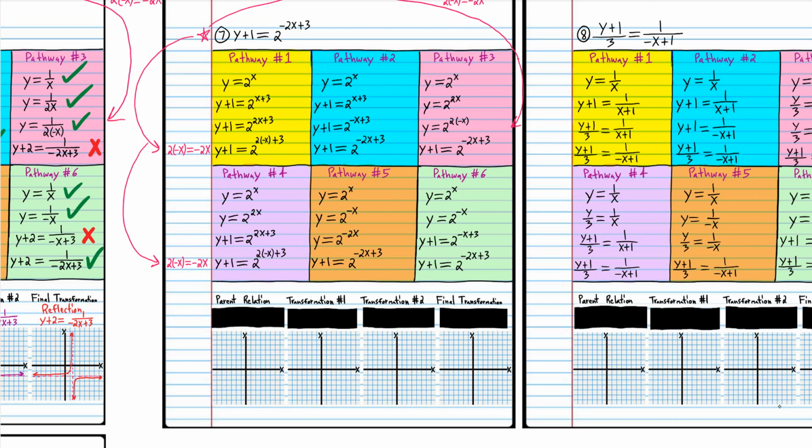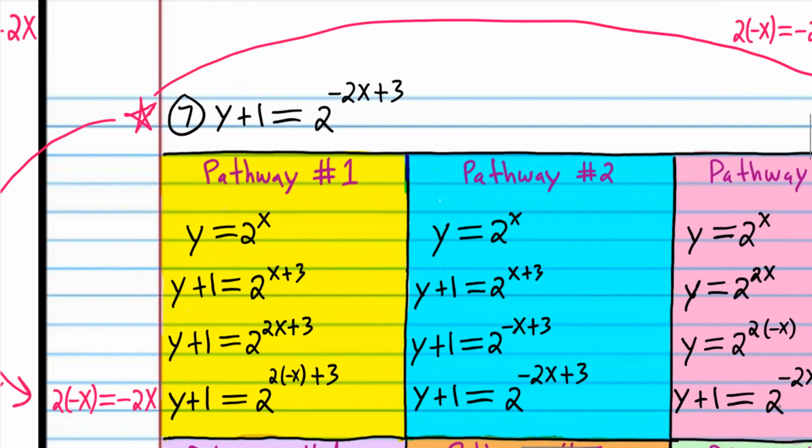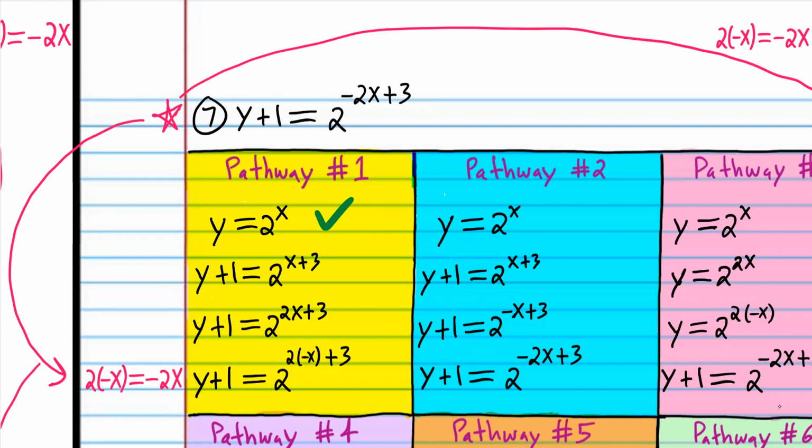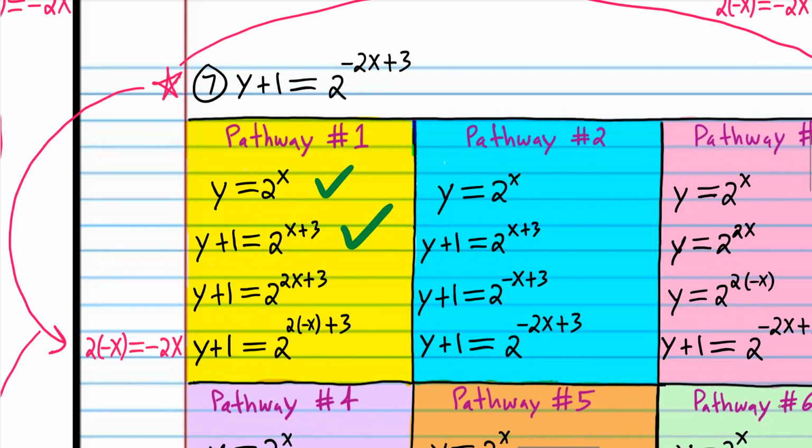All right, we're back. So this is an exponential relation. We're going to start with the parent equation. It's base 2, obviously, because the base in the equation we're trying to graph is 2. And then we're going to replace y with y plus 1 and x with x plus 3. That tells us to move the graph 1 unit down and 3 units to the left.